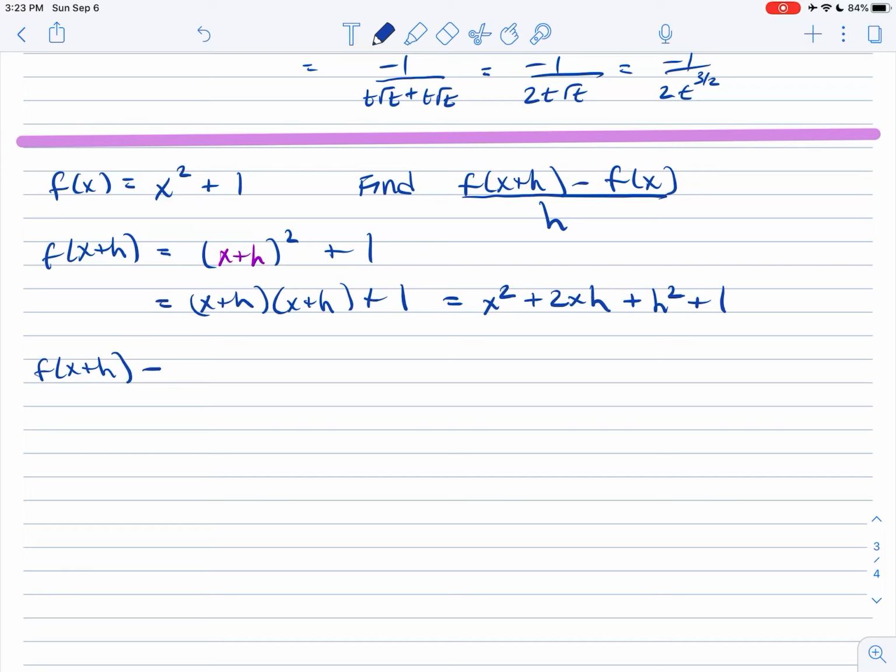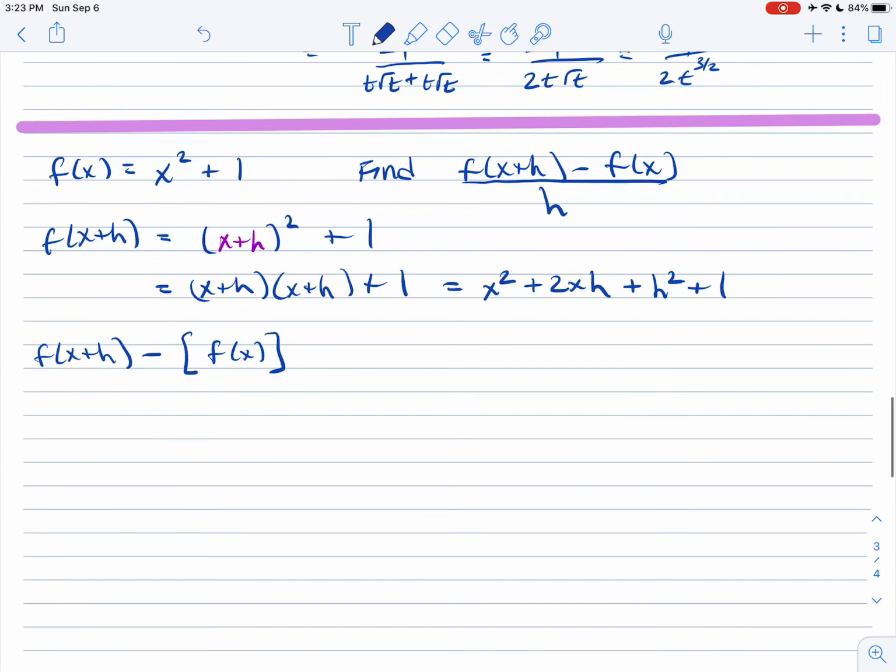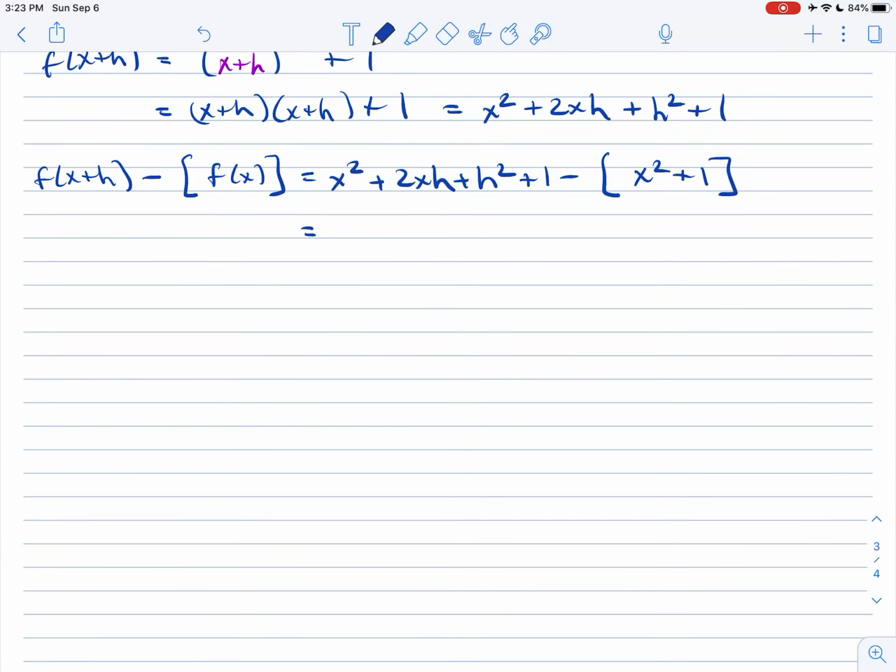Next, we build our difference quotient by first subtracting f of x, and since f of x is two terms, we want to make sure that we subtract the entire function. This is going to give us x squared plus 2xh plus h squared plus 1, take away x squared plus 1. Let's clear our parentheses, and we get x squared plus 2xh plus h squared plus 1, take away x squared, and take away 1.